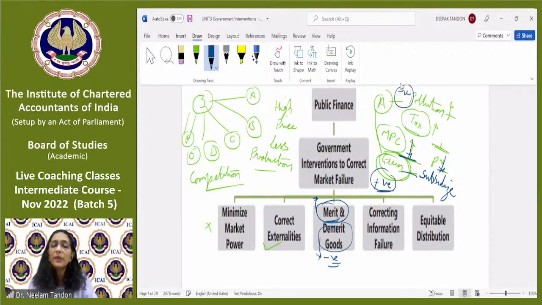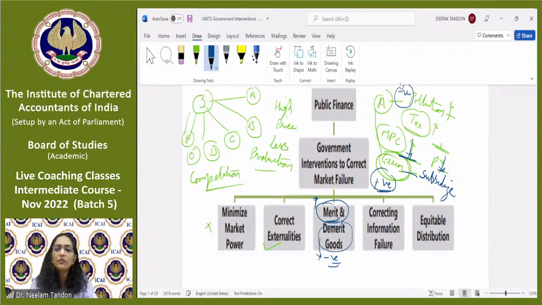Demerit goods increase private cost less than the social cost. So social cost is huge in the case of demerit. We have shared cigarettes, alcohol, even cryptocurrency, I would say, is a demerit good. What happened because of cryptocurrency? All youngsters indulged in this and they were misguided and they lost money. So demerit goods lead to consumption where the private benefit is more than the social. The social loss has to be corrected.